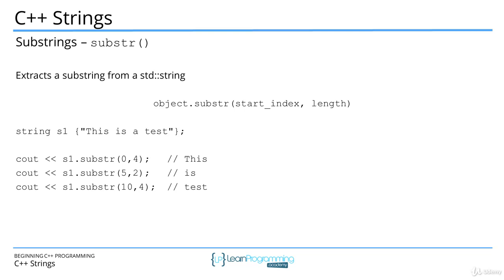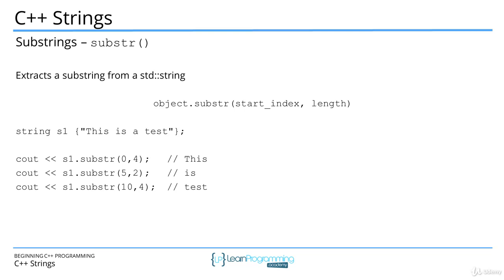Here I've initialized S1 to this is a test. The first example takes a substring of this string starting at index 0 and including exactly 4 characters. If there are less than 4 characters left in the original string, then all the remaining characters are included. In this case, the substring is the first word in the string, this. In the second example, we return the substring starting at index 5 and include 2 characters. That's the substring is. Finally, the last example starts at index 10 and includes 4 characters. This will return the substring test.